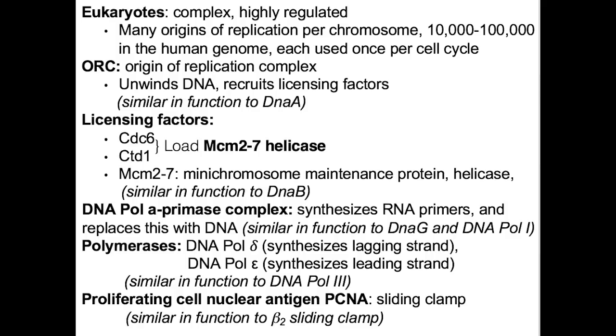These polymerases are held in place by a sliding clamp that has similar function to the beta-2 sliding clamp in E. coli. This is called the proliferating cell nuclear antigen, or PCNA, and you're only required to remember PCNA. Again, this holds the DNA polymerase on the DNA, similar in function to the beta-2 sliding clamp that we saw in E. coli. It's important to be able to figure out which of these eukaryotic proteins and enzymes are similar to those that we've already seen in E. coli. You'll be expected to know this.